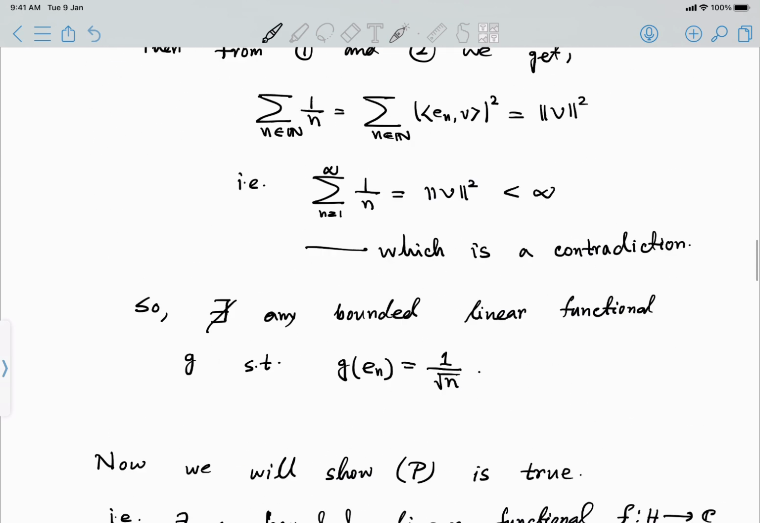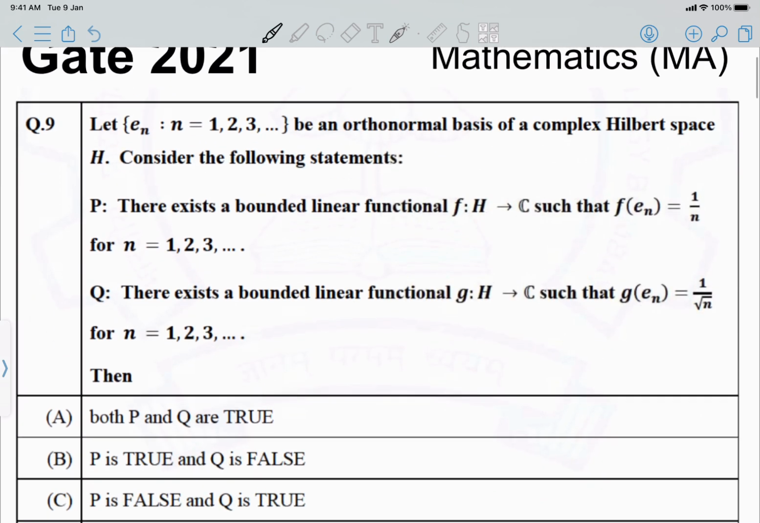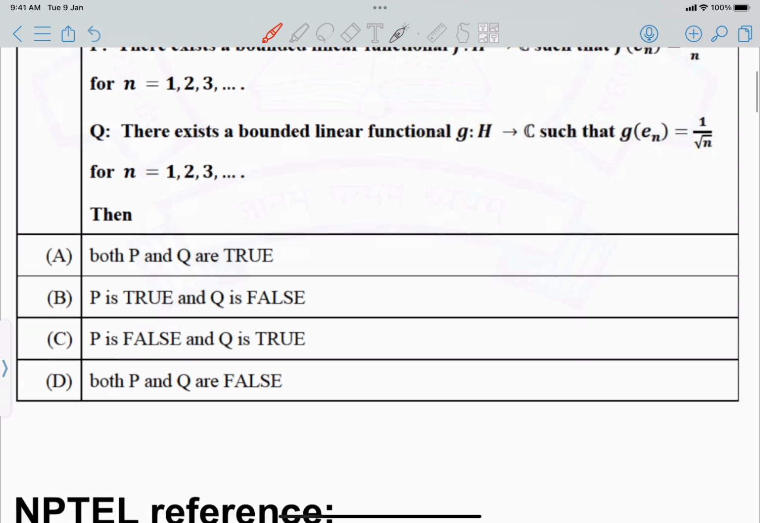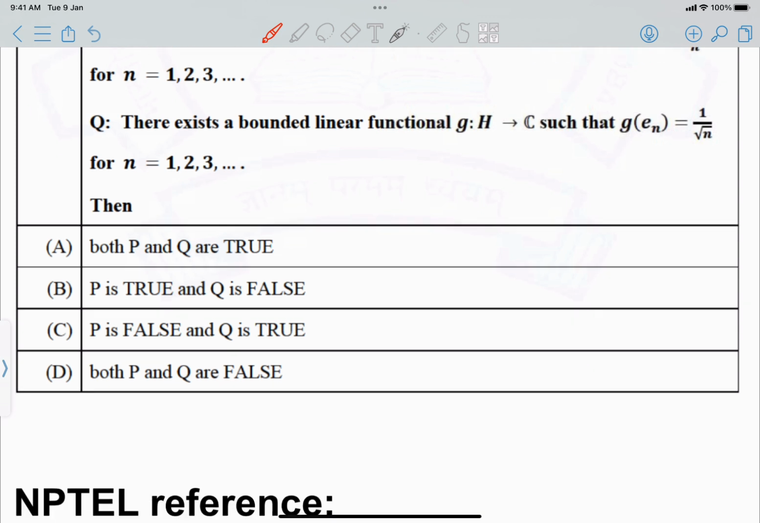Okay, so which option is correct? We have got that P is true and Q is false. So P is true and Q is false, so option B is the correct option.